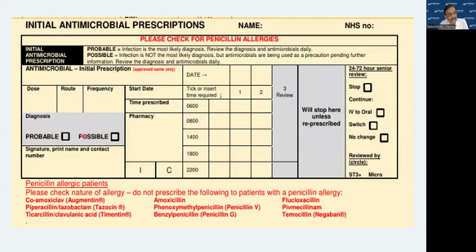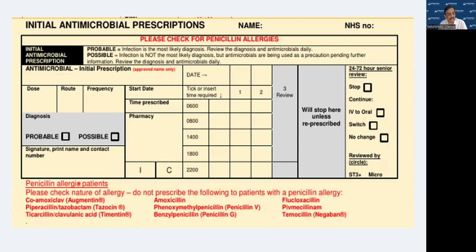So when we start empiric antibiotics, this is how you first give the information, and then you put the start date and time prescribed, and you can note here that the prescription is only for 2 days. By that time you should have made the decision, either by using a culture and sensitivity or by clinical decision making, and it will stop. If it has to be continued beyond 72 hours, then a senior person has to review and tick here whether to stop or continue. If continuing, whether the IV has to be changed to oral, or switched to a different antibiotic, or no change. This will be signed by the senior, and also the clinical microbiologist will be signing this. So this is the antibiotic stewardship, which will prevent antibiotic misuse.